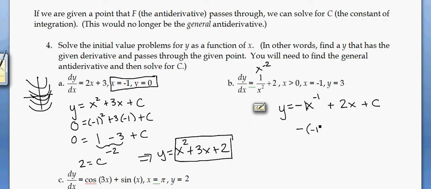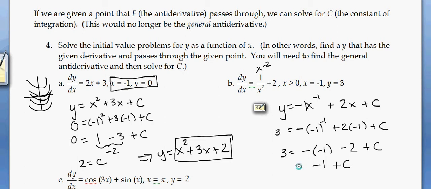So when x is -1, we know y is 3. So 3 equals this reciprocal of -1 minus 2 plus c. So 1 minus 2 is -1. And then we add 1 to both sides, we get c is 4. So our general solution is y equals negative x to the negative 1 plus 2x plus 4.